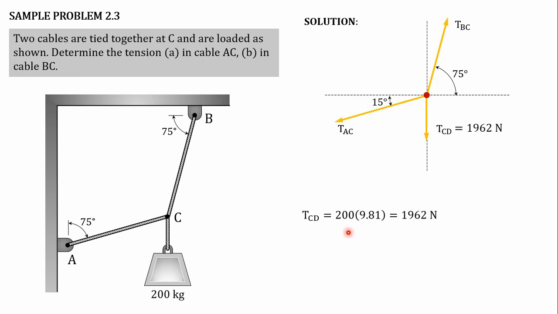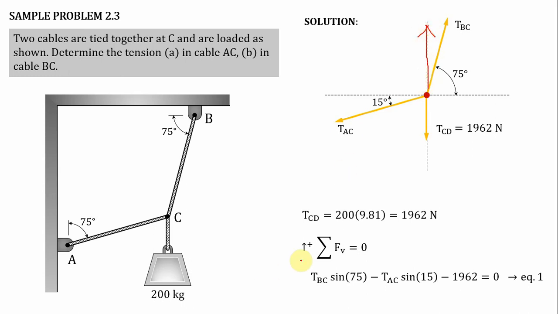Una, mag-summation of vertical forces muna tayo is equal to 0. We assume that going upward is positive, and going downward is negative. Tingnan yung tension BC. Yung component ng tension BC is going upward.